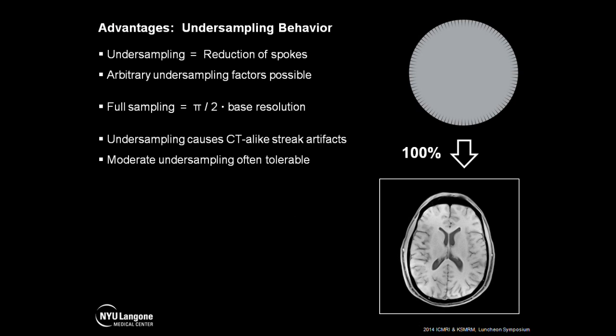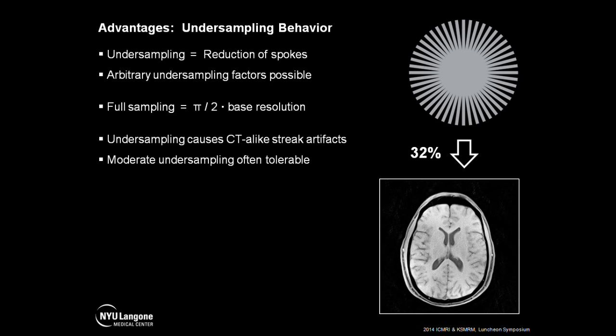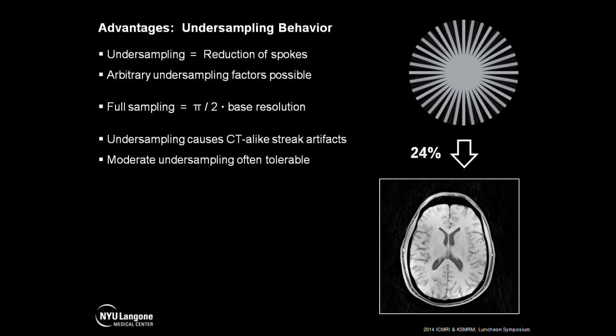Also very interesting is the undersampling behavior of radial sampling. Undersampling in this context means that we reduce the number of spokes. And because we can select the number of spokes independently from the base resolution, it's possible to select arbitrary undersampling factors. Now, for a fully sampled dataset, the number of spokes required is pi/2 times the base resolution. And it's not surprising that we get good image quality in this case, as shown in this image here. But if we only take 32% of the data, we still get a quite reasonable image. And even at 24%, the image quality is not that bad.